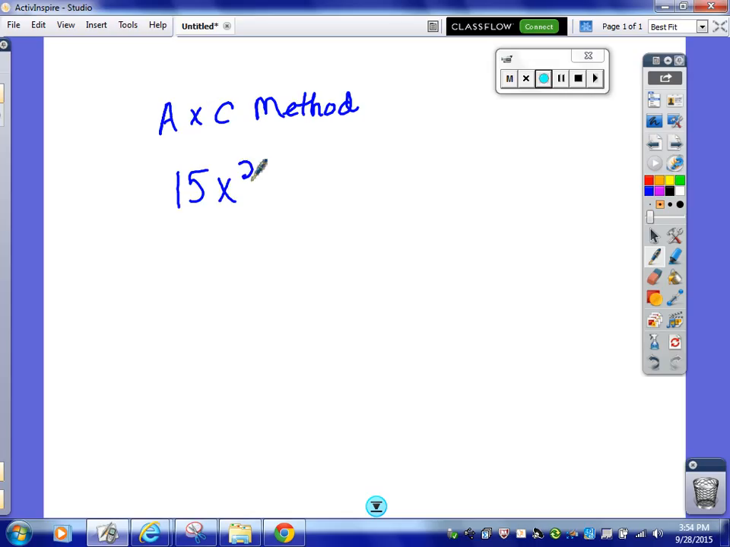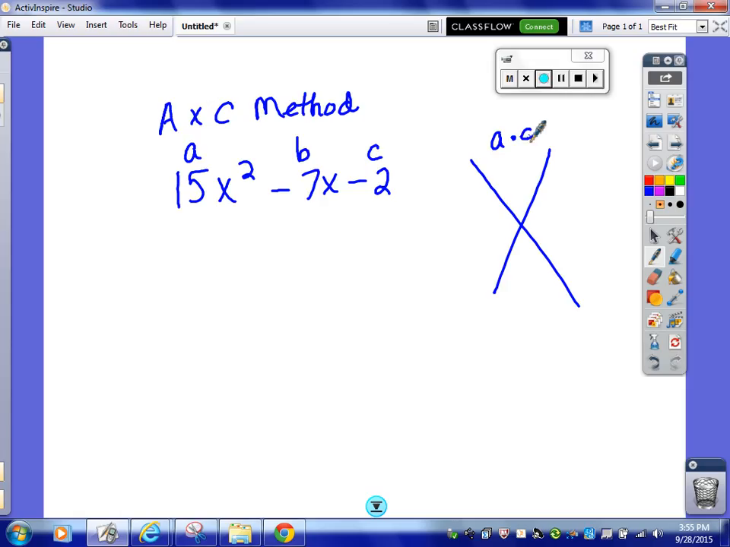You've got 15x squared minus 7x minus 2. So in standard form, our A is 15, our B is negative 7, and our C is negative 2. So A times C method. You're going to multiply A times C together, the coefficients. So 15 times negative 2 is negative 30. So what multiplies to give you negative 30, but has a difference of negative 7? Well, hopefully you said 10 and 3, and since I want a negative 7, I get a negative 10 and a positive 3.